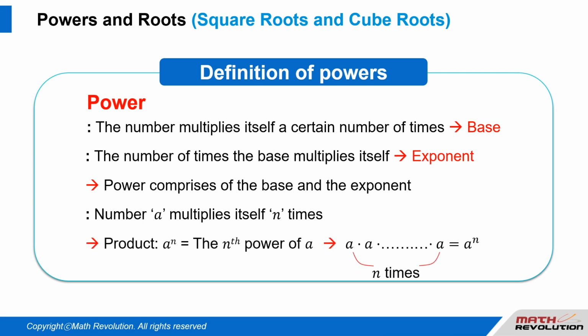When a number, a, multiplies itself n times, we have the product a to the power of n, which means the nth power of a. a times a times a up to n times is a to the power of n.